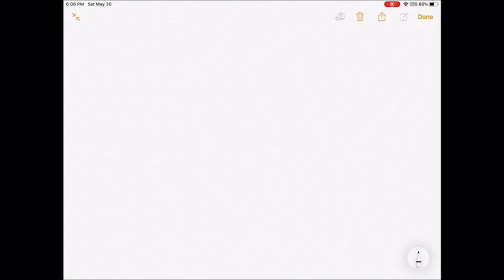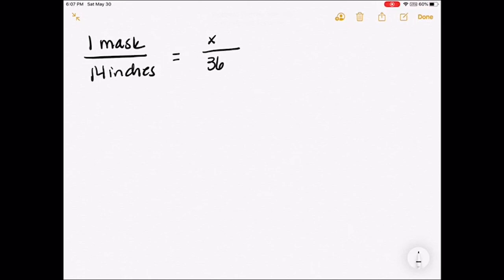According to one website, one mask needs 14 inches of elastic. So we'll use that ratio to figure out how many masks we would need with, I'm sorry, with 1 yard. And you remember from before that 1 yard was 36 inches. So when I look at this, I don't really see any number I can easily multiply 14 by to get 36. So I'm going to use cross multiplication.